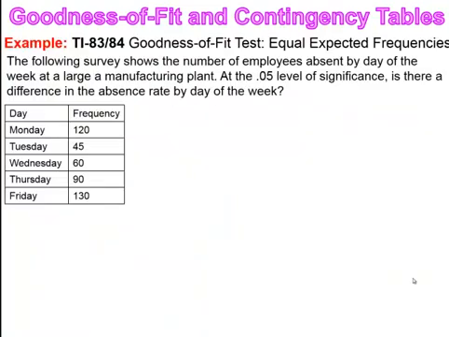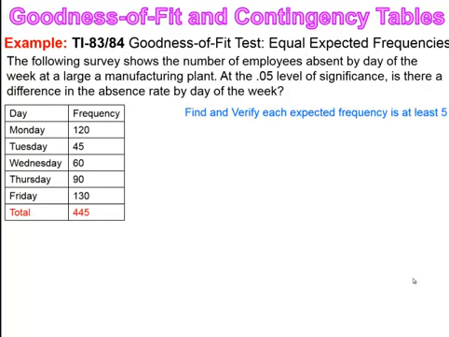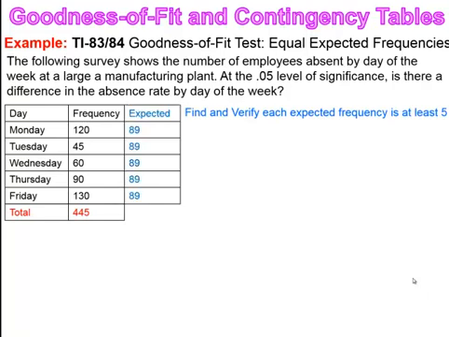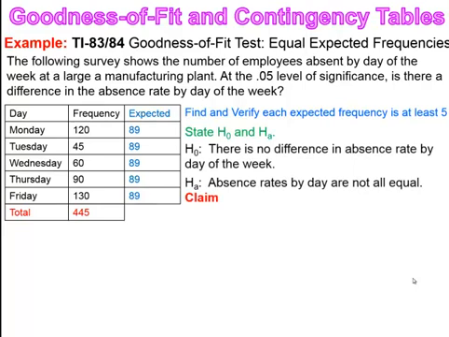So we're going to do an example for testing the goodness of fit. We did this example to find the expected frequency. It's the example where we have a number of employees absent by day of the week for a large manufacturer, and we found the expected frequency was 89 for each day, by doing the total divided by the number of categories. Next, we state the null and the alternative. The null is there is no difference in absent rate by day of the week. The alternative is the absent rate by day are not equal.